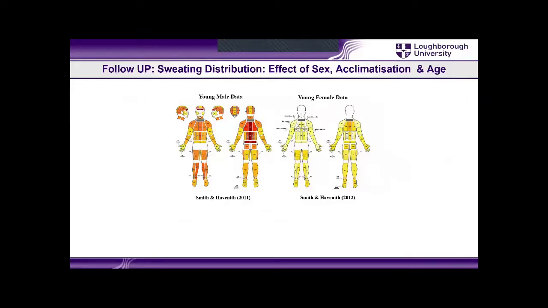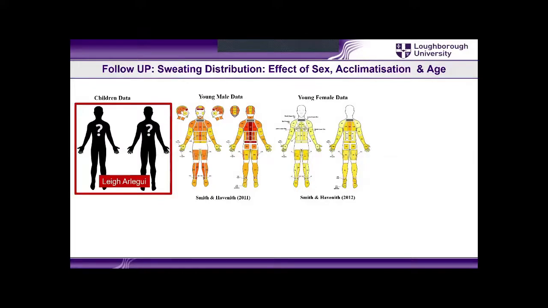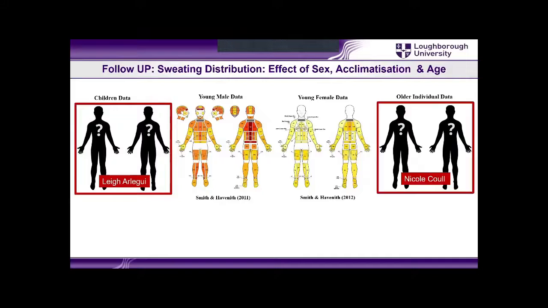So, work for the future, or work that has followed up since this. Firstly, Caroline did some work on females to compare to males. And then keep going on from that, Lee Arlegui at the moment is doing work on children's sweat rates, and Nicole Kuhl has done work on sweat rates in older people above 65 years and comparing that with younger people. So age is an important aspect. Sex differences are important aspects. And Caroline did a paper published in 2019 in which she looked at acclimatization changes in sweat distribution in the upper body.